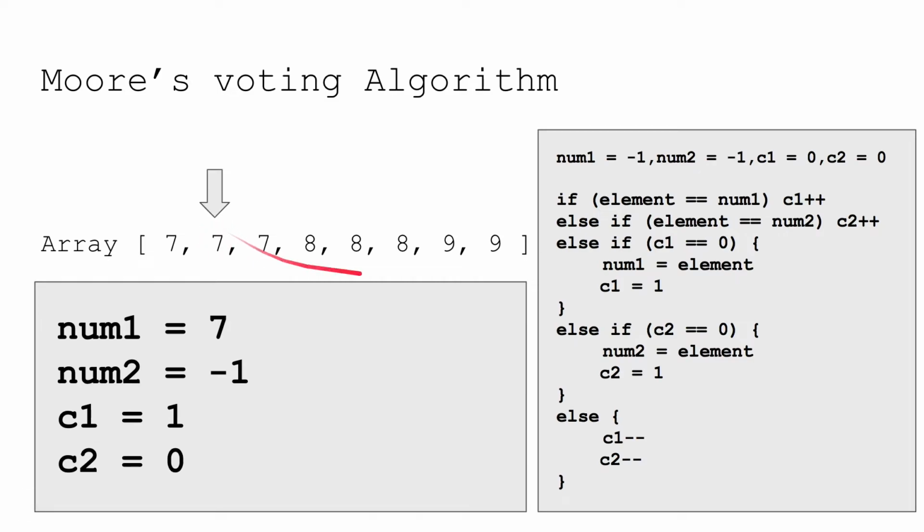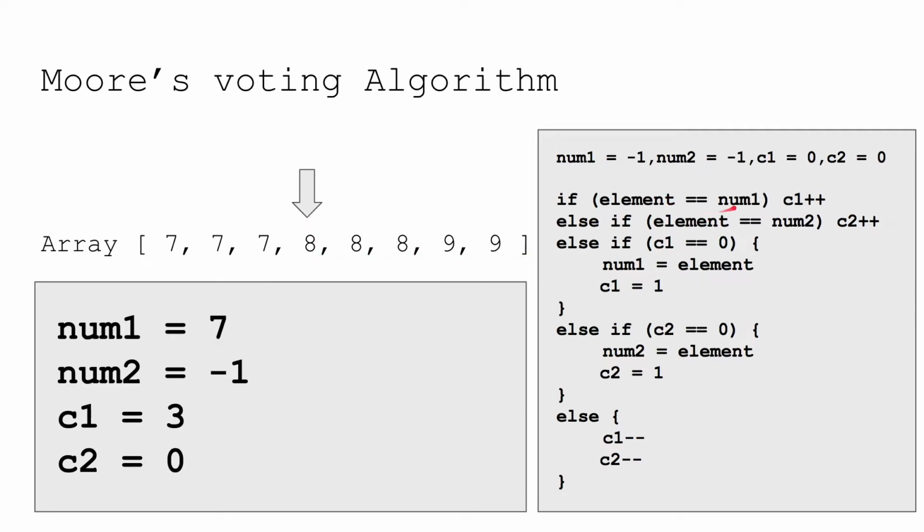Similarly for the next element, we'll do the check if it is matching with the num1. Here the value of num1 is 7 and the current element is also 7. That means it's a match. That means we'll simply increment the counter C1. Okay, so after this we will have C1 as 2. Now we'll move to the next element. Again we'll see if this element matches with num1. The value of num1 is 7. That means we need to increment this counter C1 and this will become 3.